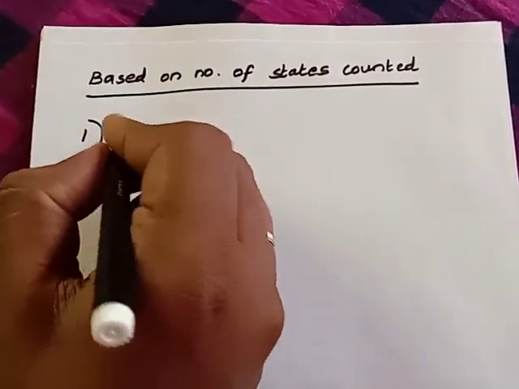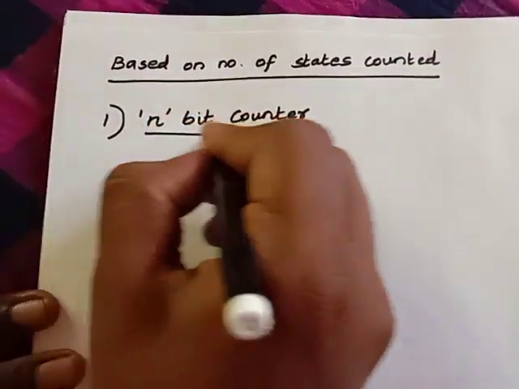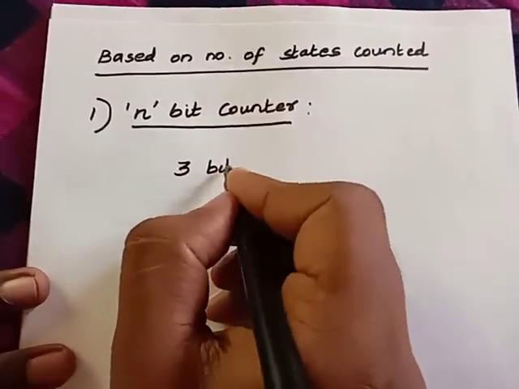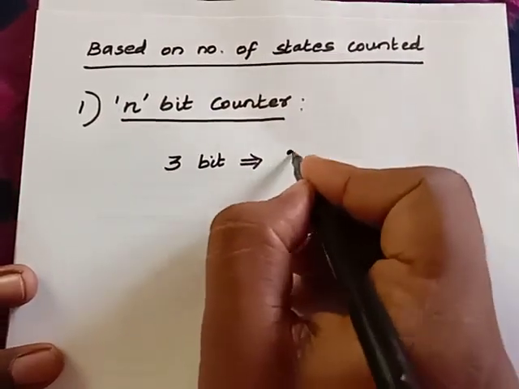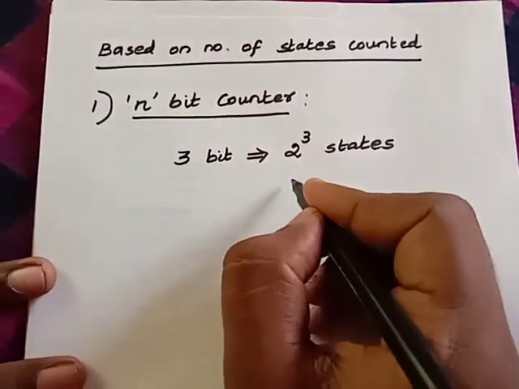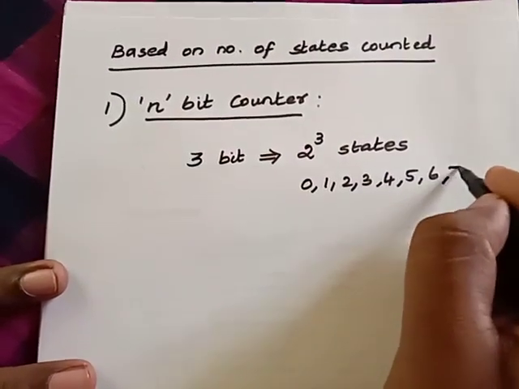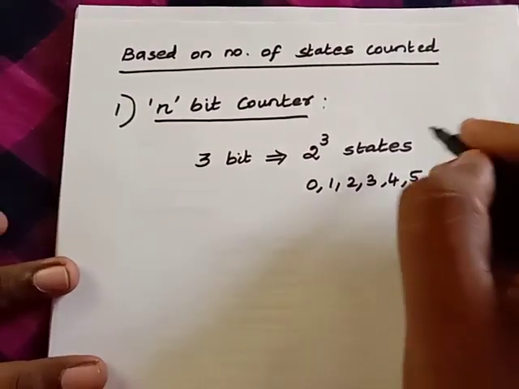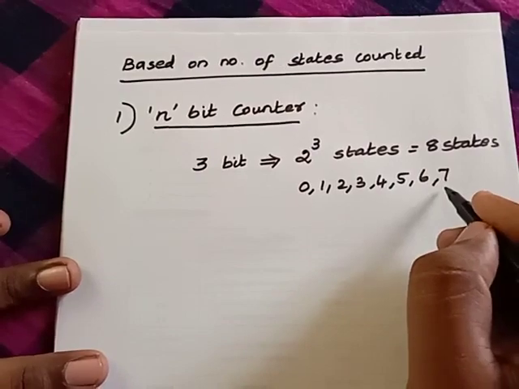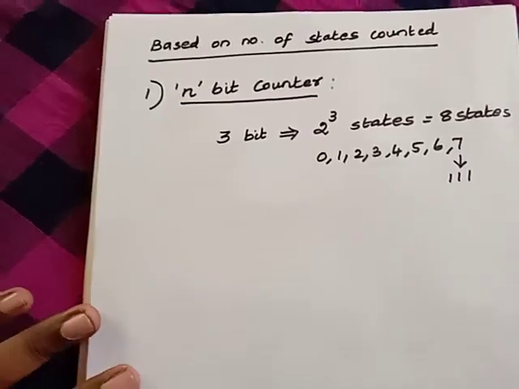First one, we'll call it an n-bit counter. Now n-bit counter means, for example, if I say it is a 3-bit counter, that means it can count 2 power 3 states. That means this 3-bit counter can count 0, 1, 2, 3, 4, 5, 6, 7. It can count totally 8 states. Okay, and why are we calling it a 3-bit counter? Because the maximum decimal number is 7 and its binary equivalent is 111. So that's why we are calling it a 3-bit counter.